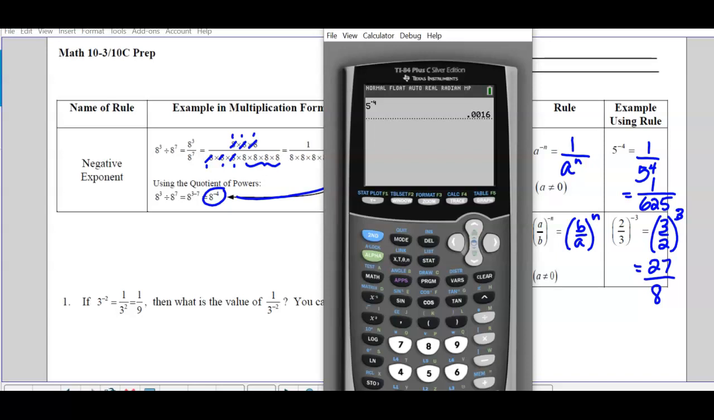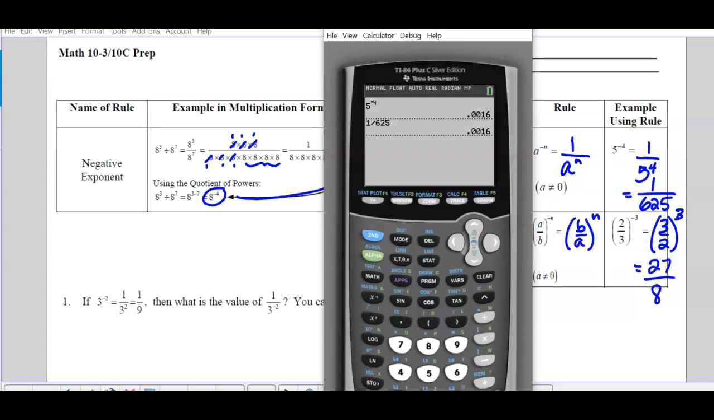Okay, now, how can you check? Well, if I go 1 divided by 625, I got the same value. Okay, so you can check your answers, but you need to understand the concept of negative exponents in order to do that. Okay, now there is a math fact key in your calculator, which you can use to check as well.